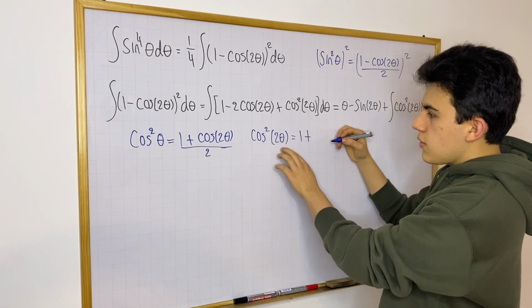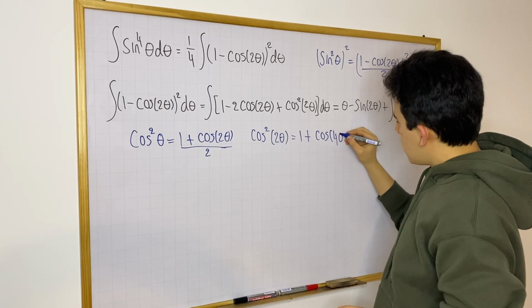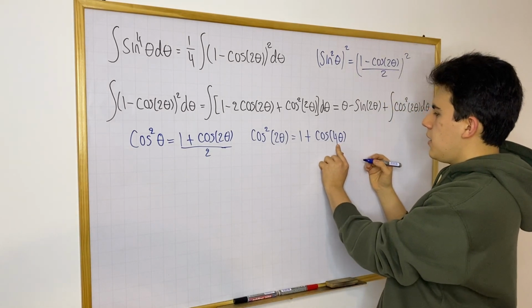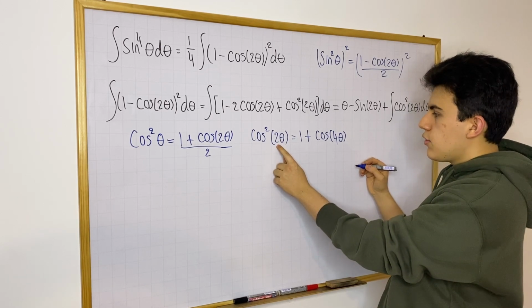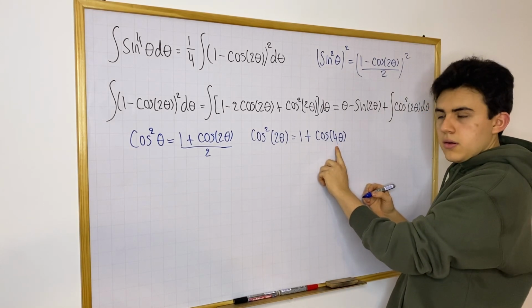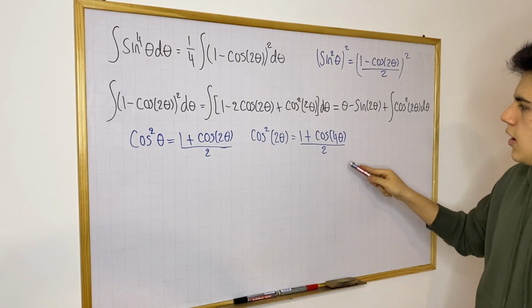So you have cosine squared of 2 theta is going to be equal to cosine of 4 theta, okay? Over here, this would have been 2 theta if this wasn't 2 theta, but this is 2 theta, so we need to multiply by 2 here. So if we multiply by 2, we just get 4 theta, okay? So now this is what we have.